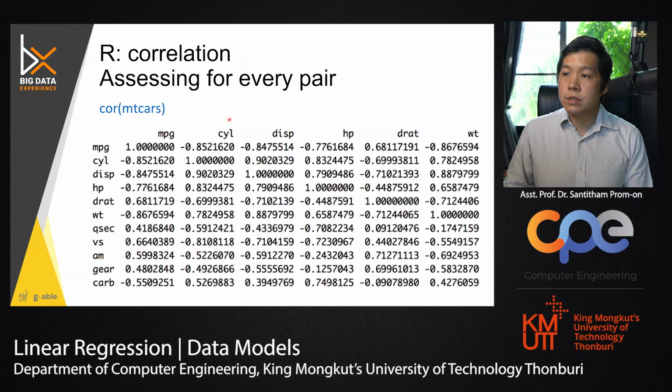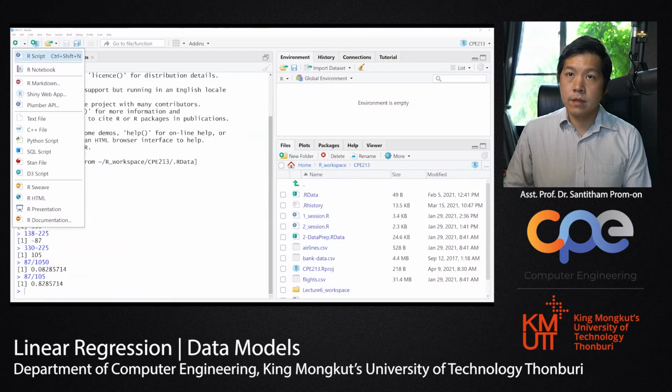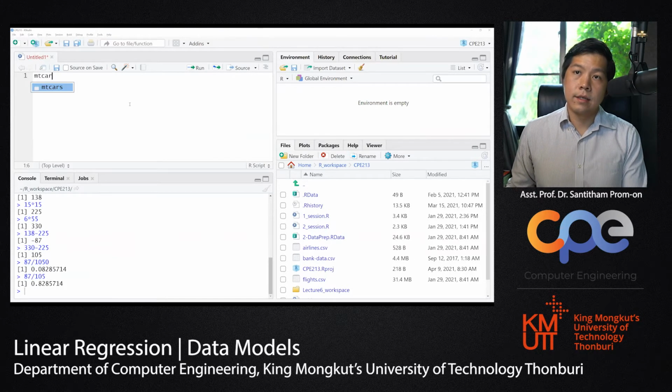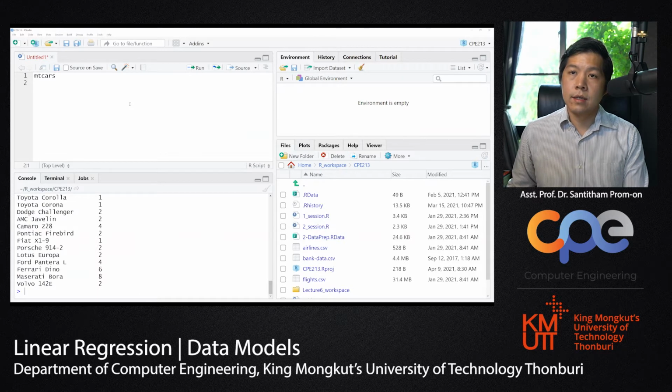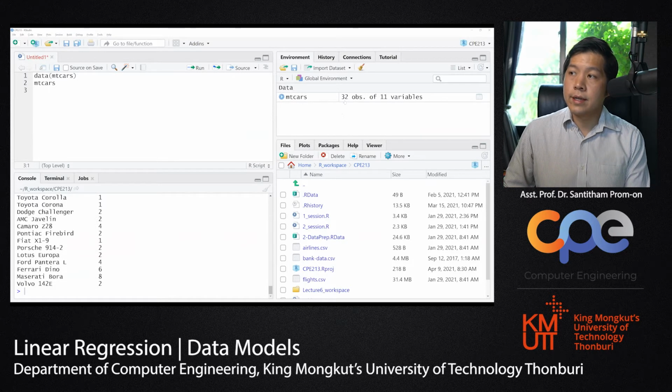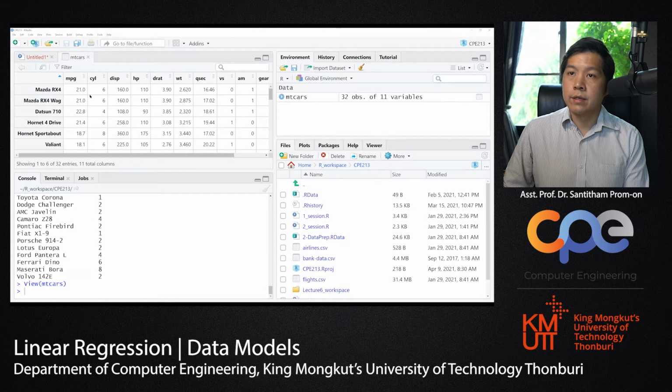I'm going to use the mtcars data. The mtcars data is data of car specifications that you can use in the demonstration here. It contains 32 observations and 11 variables. If you look at the structure here, each line indicates one unit. Each line is the unit of analysis.